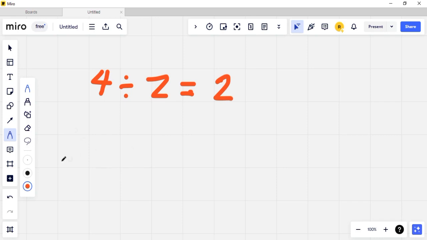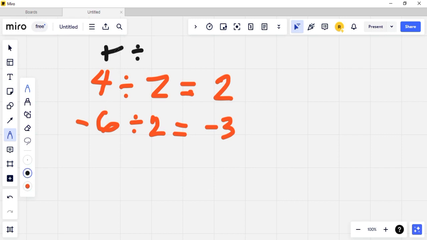Okay, how about negative 6 divided by positive 2 is equal to negative 3. Okay, so in this case, the process of multiplying and dividing integers are the same.